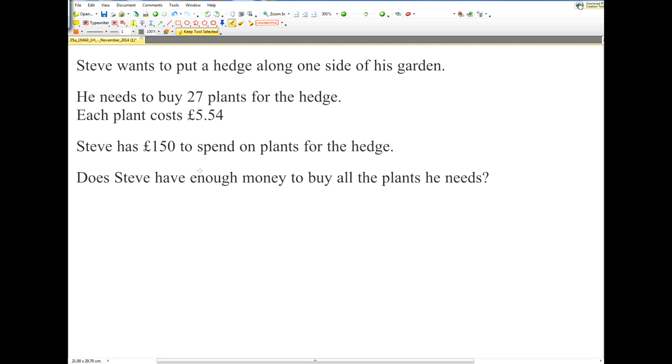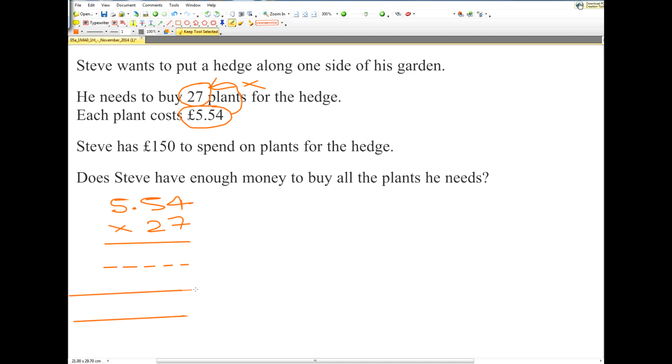Now, for this kind of question, what we need to do is multiply the cost by the number of plants. Those two numbers. So we have to do £5.54 multiplied by 27. So what we have here is a traditional long multiplication question. On the first line, we multiply everything by 7. And the second line, we multiply everything by 2. So let's go.